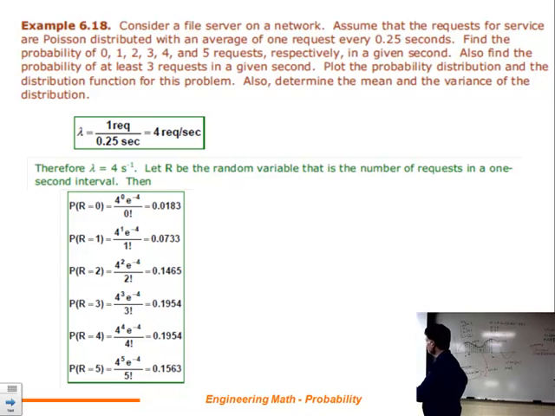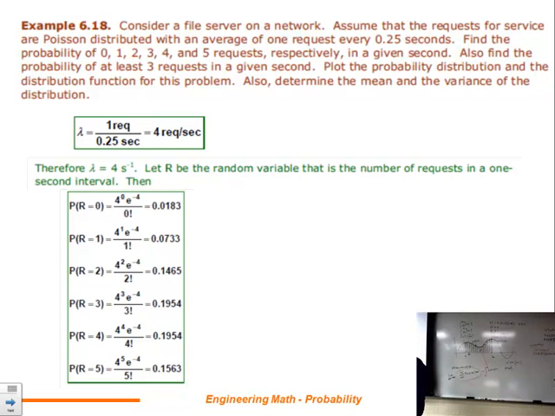0.0183. The probability of getting exactly 1 success is 4 to the first times e to the minus 4 over 1 factorial. What's 1 factorial? 1. What's 4 to the 1? 4. So this is going to be exactly 4 times that. Exactly 2 requests, no more, no less: 4 squared, e to the minus 4, divided by 2 factorial. 2 factorial is 2. And so on and so on.